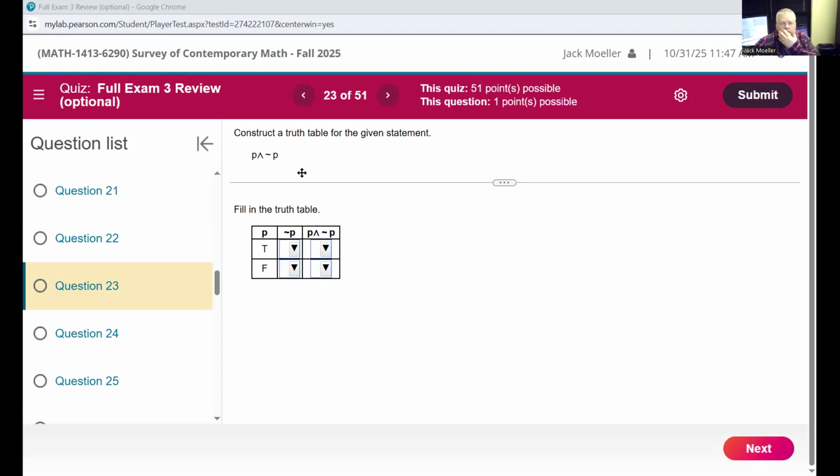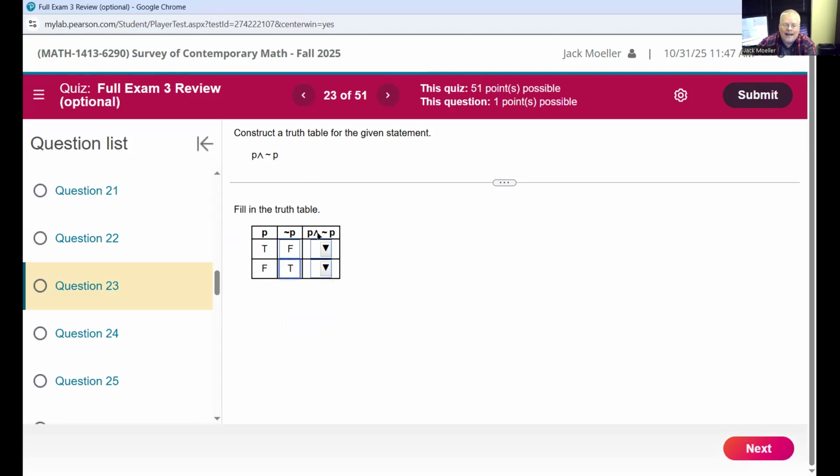So this one is construct a truth table for the given statement. So P and not P. Now notice here that they've got the columns for us all set up. They've got the input statement. So all we've got to do is figure out the right values. So negation changes true to false, false to true. So that would be the first column.